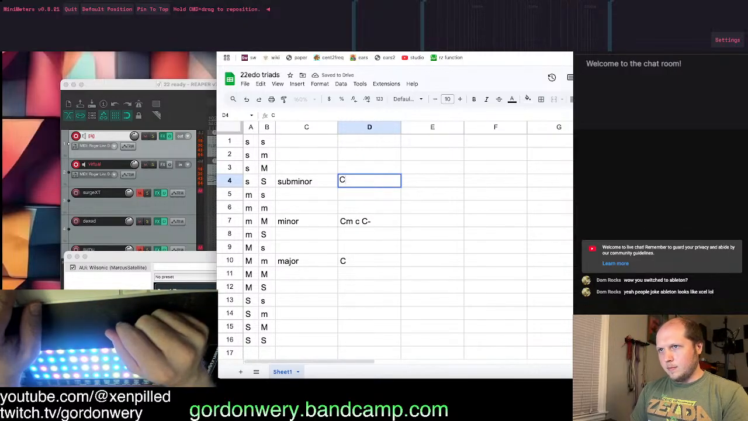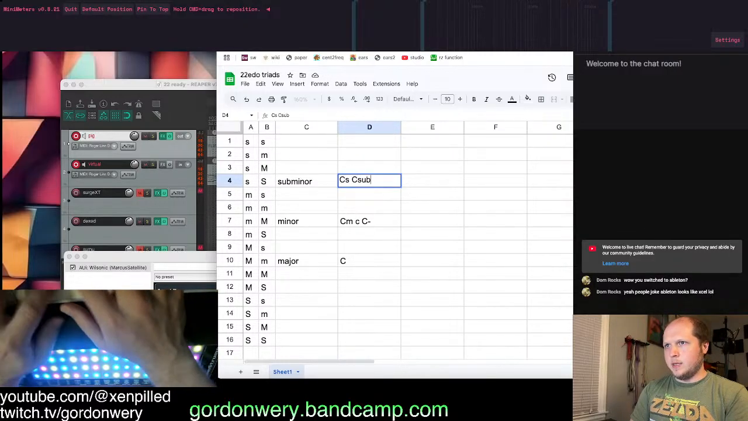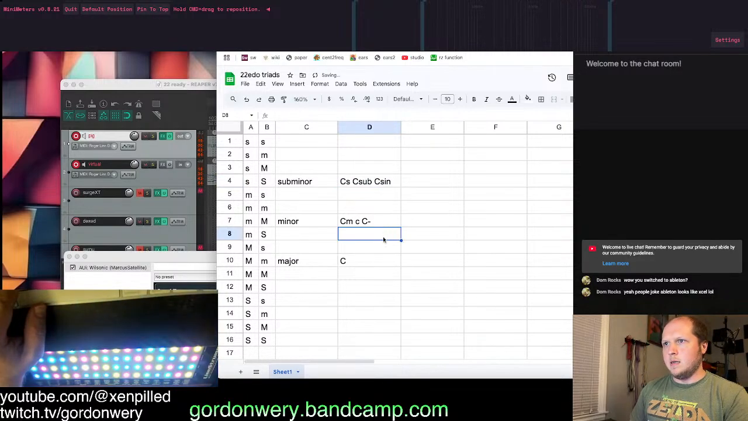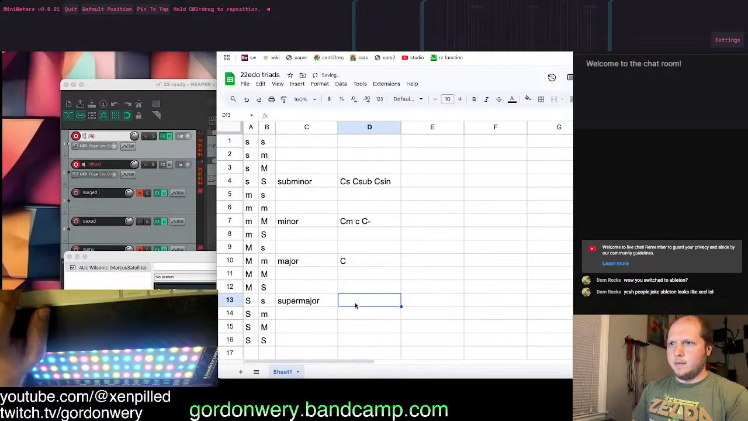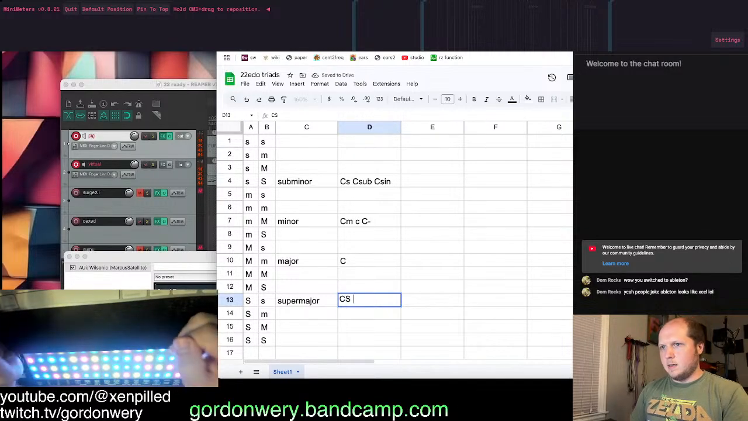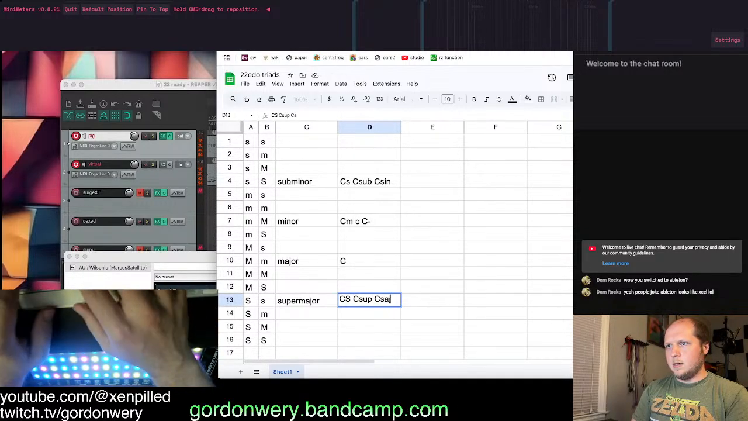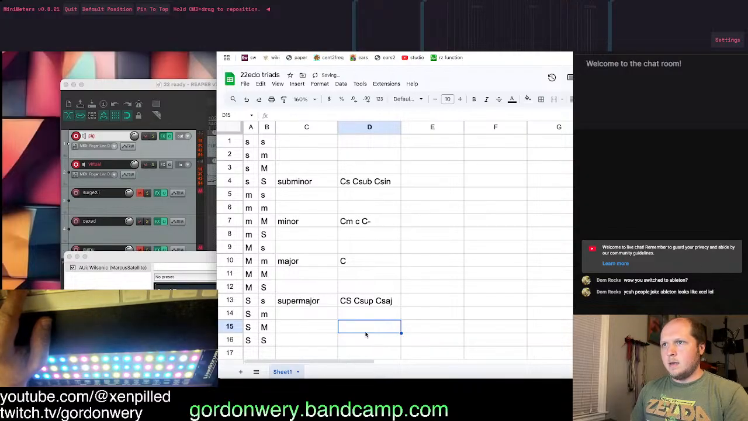Which then would be like either C little s or C sub or C sine, whatever. I don't know any other ways of doing it. And then if you do super major, you can see this, right? Super major, super major. We call that a super major. No, super major sub minor. We call that a super major triad. It'd be like C S, C sub, C sage, whatever. Okay.